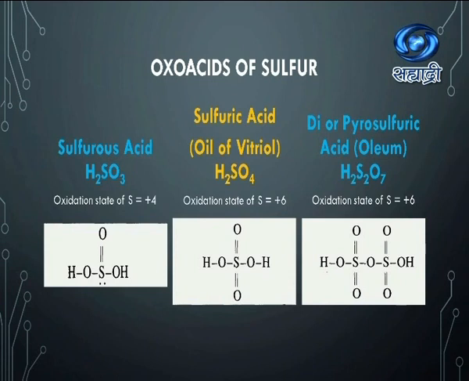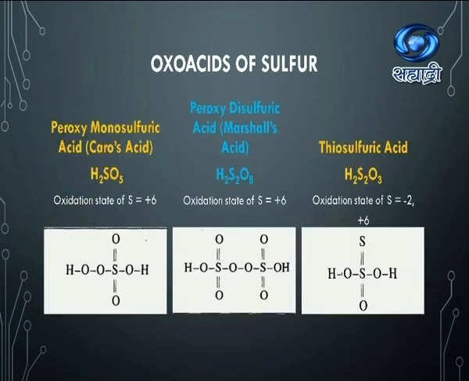So sulfurous acid, H2SO3, oxidation state of sulfur is +4. Sulfuric acid, oil of vitriol, formula is H2SO4, oxidation state of sulfur is +6. Di or pyrosulfuric acid, that is oleum, H2S2O7, oxidation state of sulfur is +6.